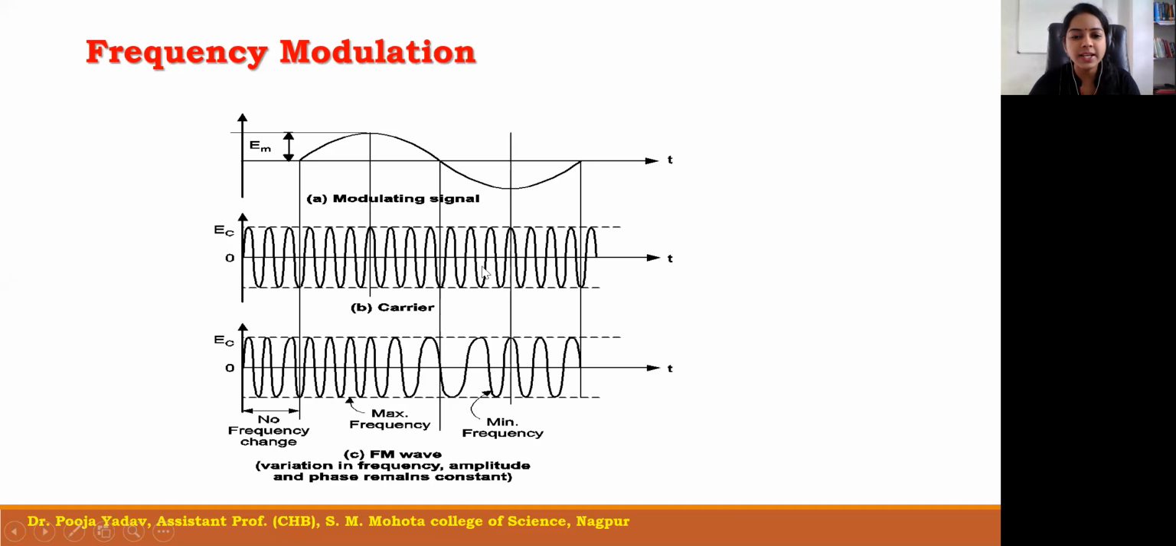So you can see that this carrier frequency is having minimum frequency over at this place. So this is called a frequency modulated wave. Is it clear to you?